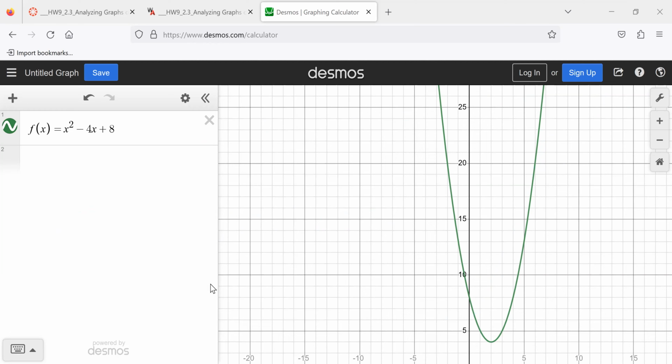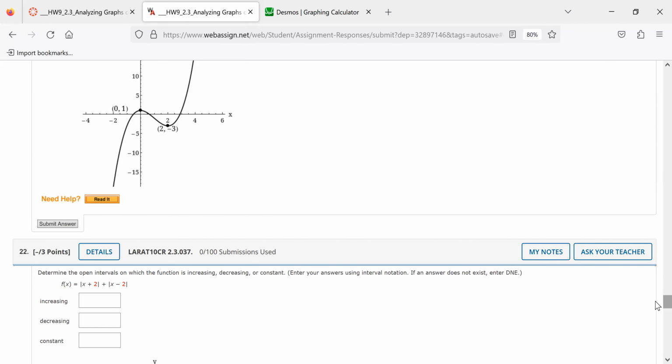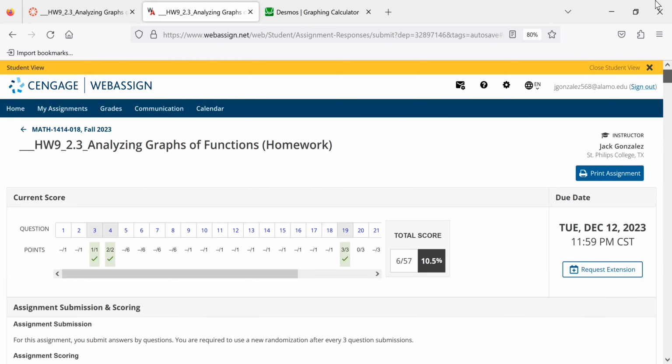All right. Well, that's pretty much it for this section. I didn't think we'd take that long, but sorry. Any questions on analyzing graphs?